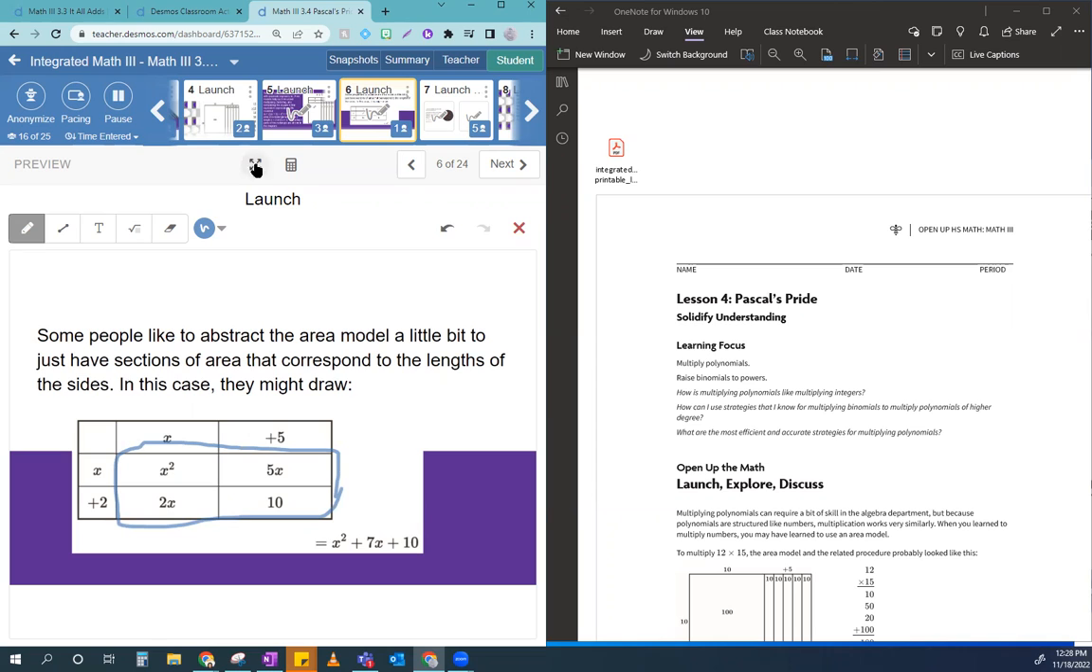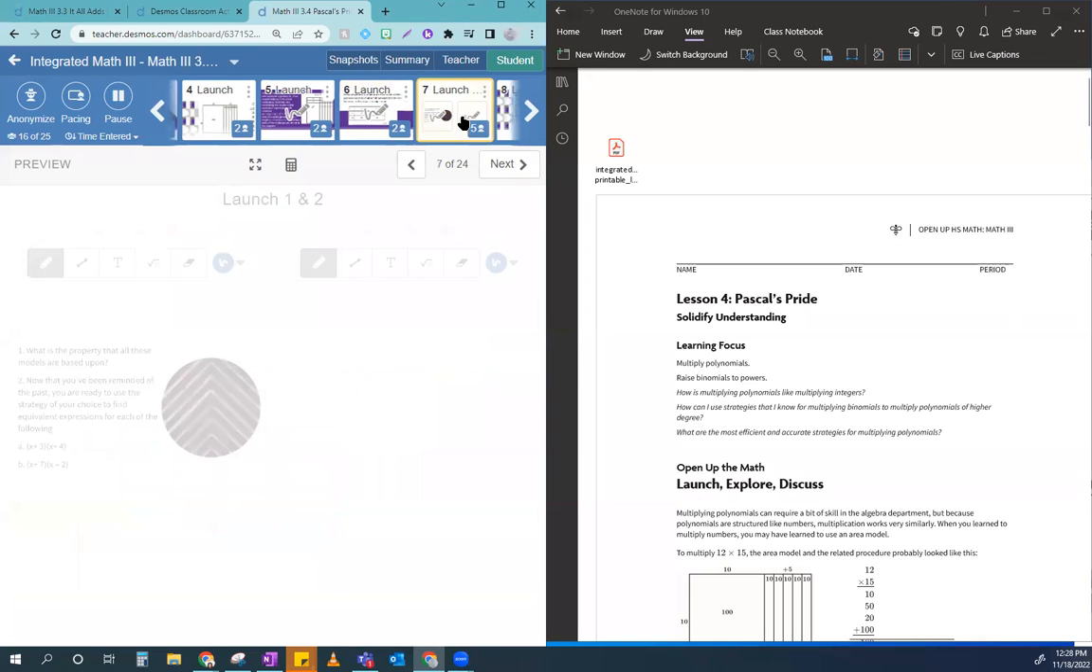So some people draw it like this. This is called a generic rectangle. So I write x plus 5 on the outside, x plus 2 on the side. And you can flip-flop these. This is okay. And just check it out. x times x, still x squared. x times 5, oh, that's 5x. x times 2, that's 2x. 2 times 5 is 10. Very good. Okay, so then we're just going to continue on.